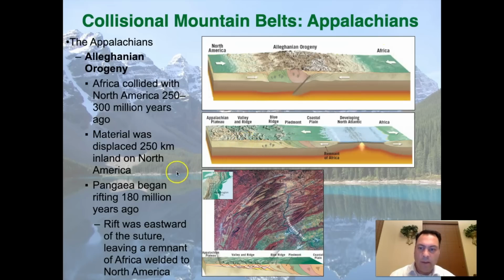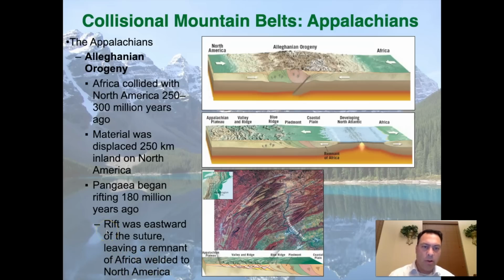And then eventually what would have happened is Pangaea breaks up. And in this area, it started breaking up about 180 million years ago. Now, when it broke up, it didn't break up in the middle of these mountains. It didn't take advantage of this suture. In fact, what it did was it left the mountains behind and it opened up somewhere to the east. And so as a consequence, the rift was eastward of the suture, leaving a remnant of Africa welded to North America.